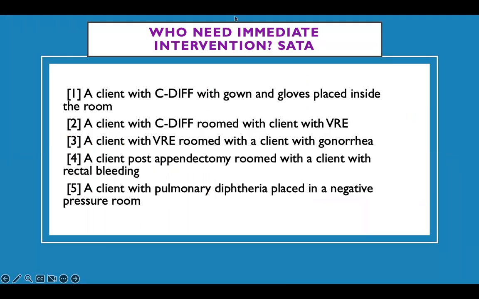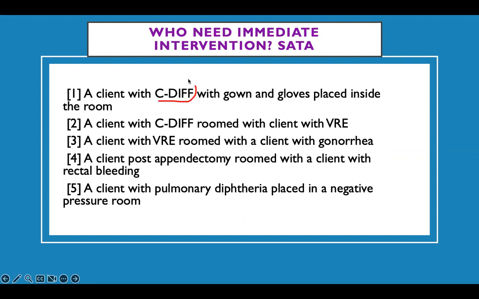So this is what we have. Who needs immediate intervention? It's a select or apply question, all infectious control and infectious disease. You choose those that you're 100% confident are right. If you think you need it, you pick it. If you're not 100% sure, you just leave it for these new generation questions, so that you don't lose a point. You will never get zero for SATA.